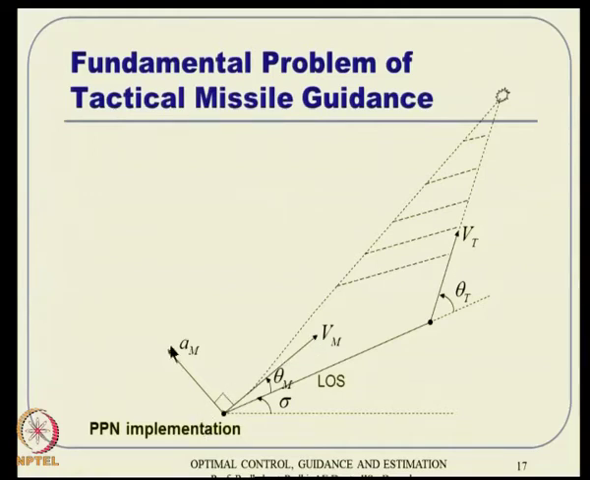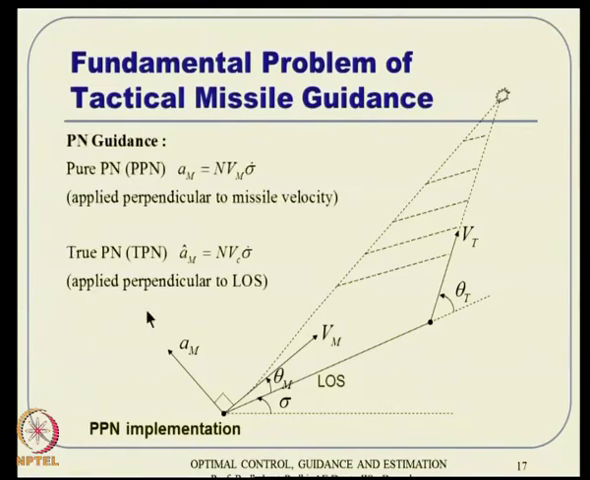So, the idea here is, why don't we apply a force which is perpendicular to the velocity vector, which is easy to implement, because I do not have to worry about the other component that I cannot really implement. By design I am applying something perpendicular to the velocity vector, which I can generate through my lift generation mechanism. So these are the two concepts, and depending on that we can have two variations.